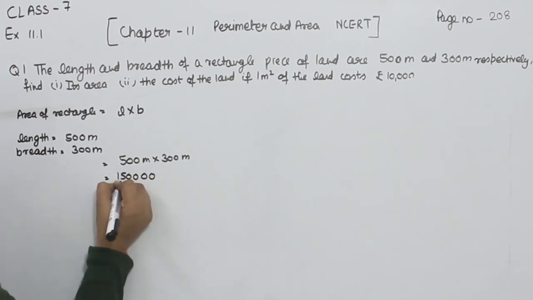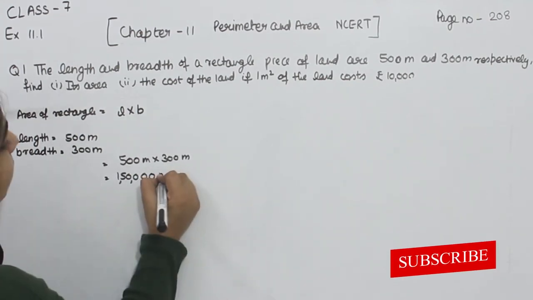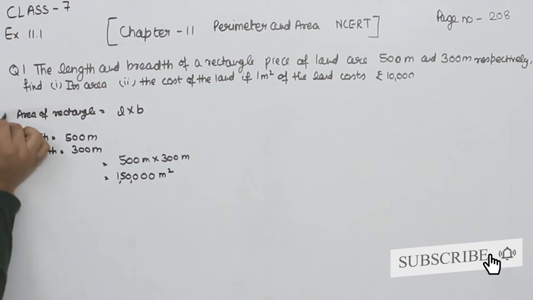5 3s are 15, then 1, 2, 3, 4 zeros. Now 150,000 meter square, this is the area we are having.